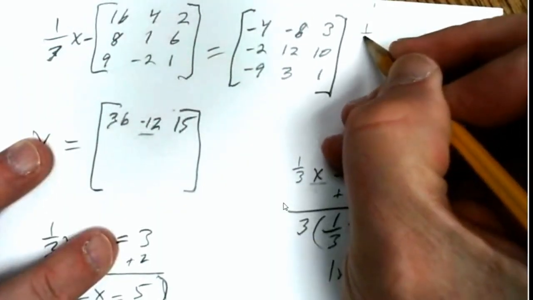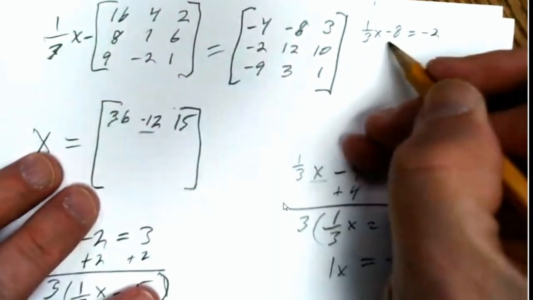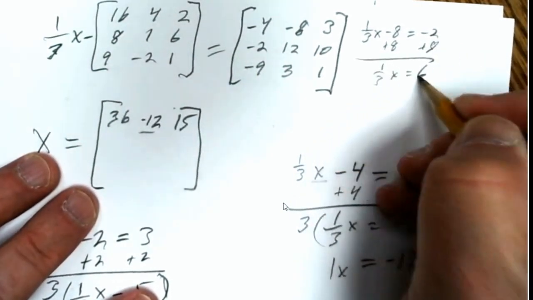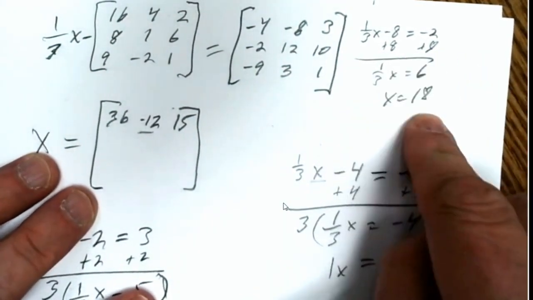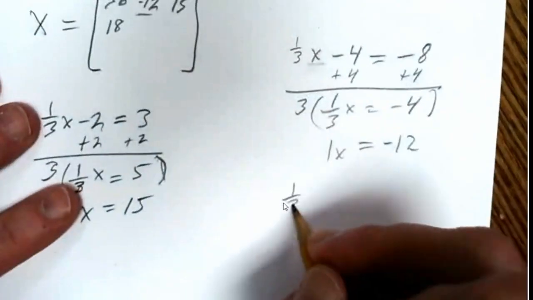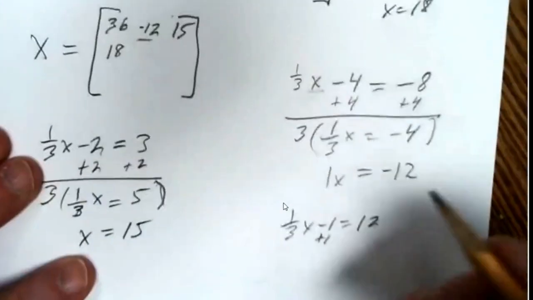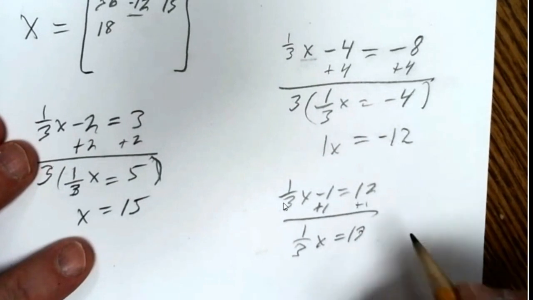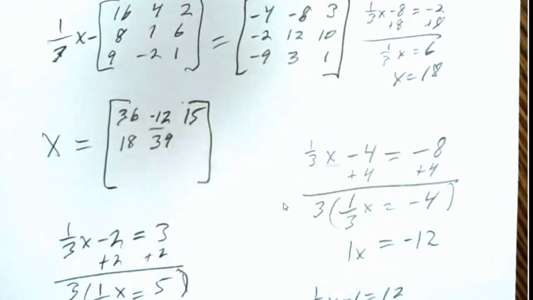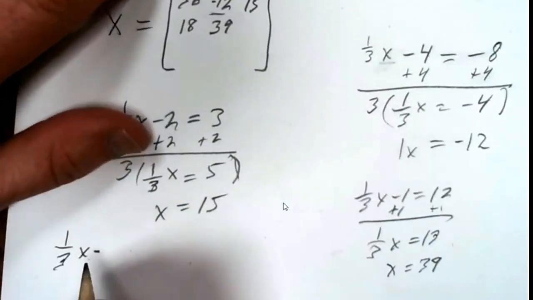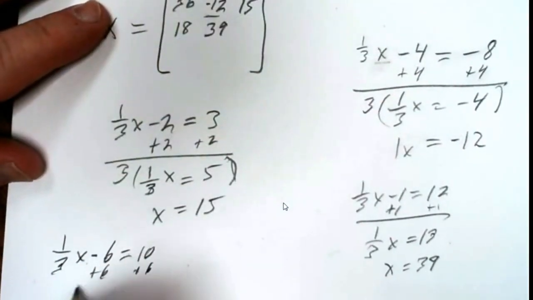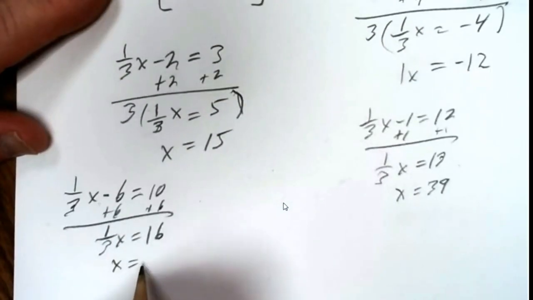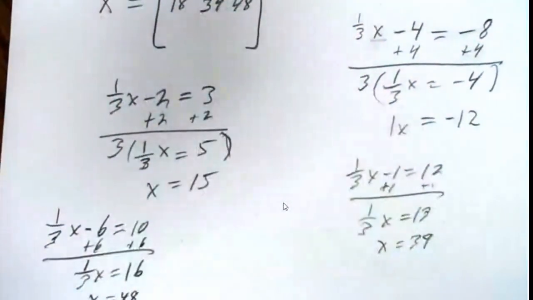So let's see. This is 1/3 x minus 8 equals minus 2. Add 8. 1/3 x equals 6. So x equals 18. 1/3 x minus 1 equals 12. Add 1. 1/3 x equals 13. So x equals 39. 1/3 x minus 6 equals 10. Add 6. 1/3 x equals 16. 16 times 3 is 48.